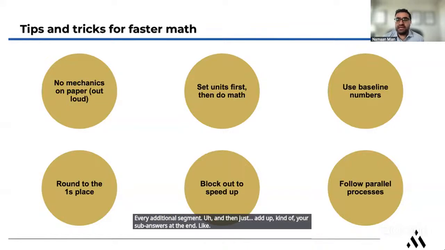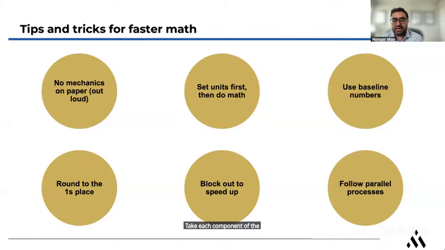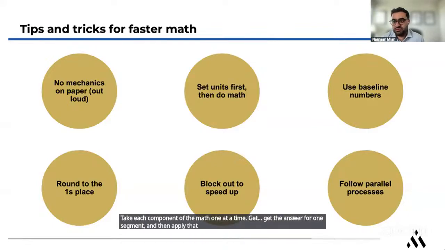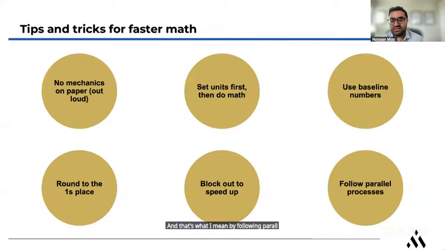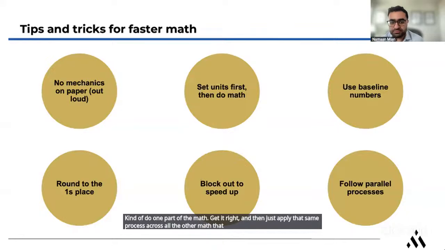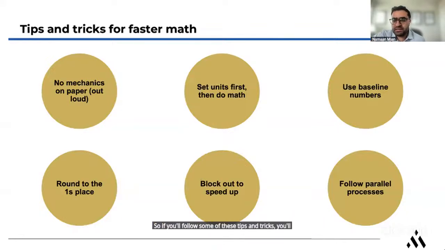Take each component of the math one at a time, get the answer for one segment, and then apply that process down to the other subcomponents of the math. It'll help you go faster, it'll help you avoid confusion. And that's what I mean by following parallel processes as well. Do one part of the math, get it right, and then apply that same process across all the other math that you're being asked to do. So if you follow some of these tips and tricks, you'll find it to be a little bit less scary of a proposition.